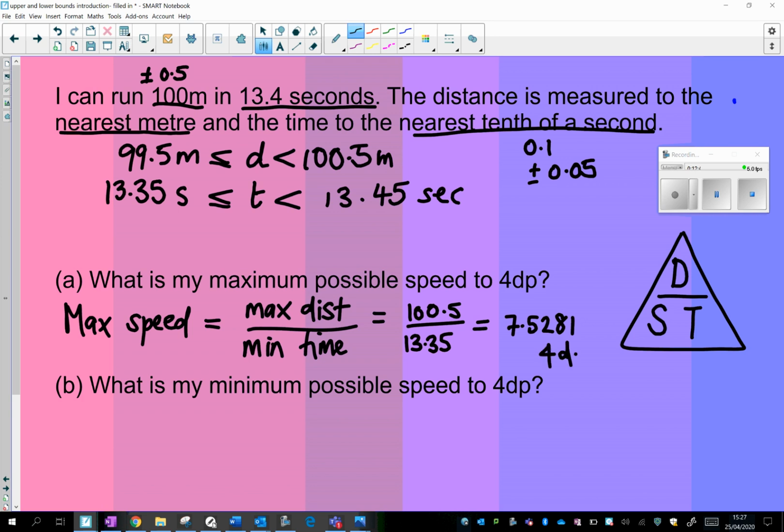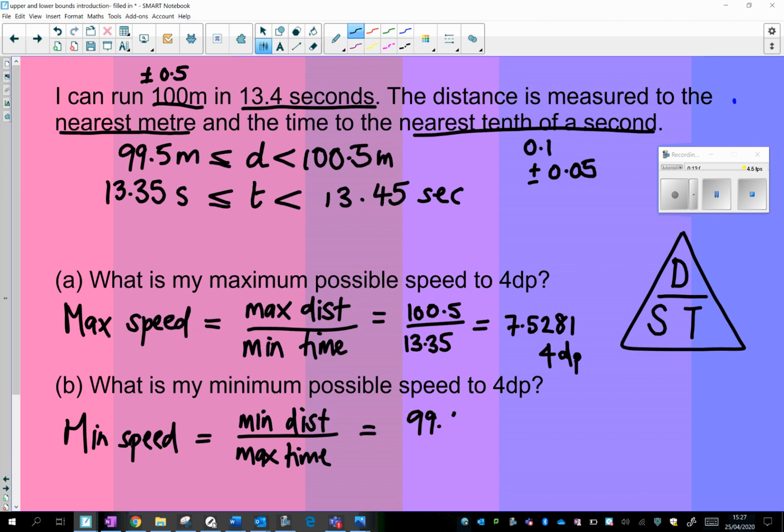Right, if we want to find the minimum possible speed though, you're going to be dividing the minimum distance. We've still got to do distance divided by time, but you're going to divide the minimum distance by the maximum time. So you're going to divide the lower bound for distance, which was 99.5, by the maximum possible time you ran it in, which is 13.45 seconds. They're not going to be wildly different, but let's work them out.